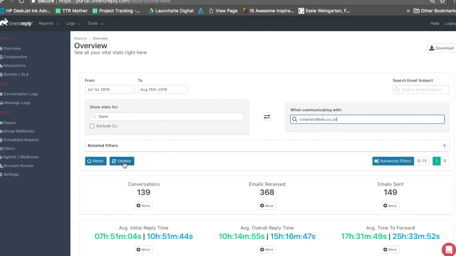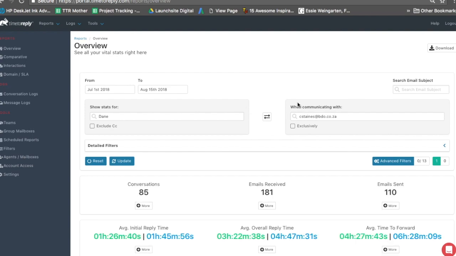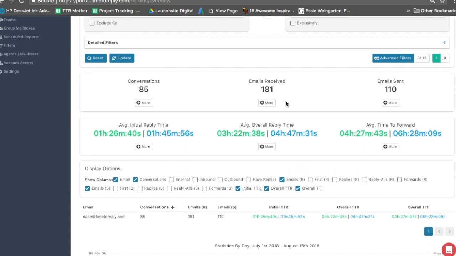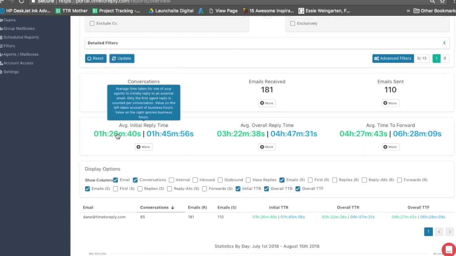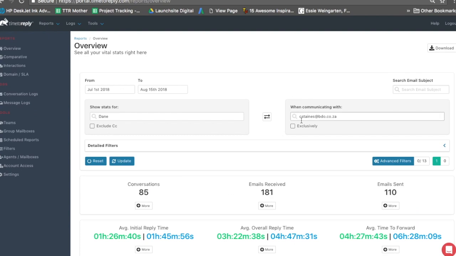So if I update that, it's showing stats for Dane when communicating with Chris. So we've had 85 conversations, I've received 181 emails, and I've sent 110 emails. That's Chris and myself. And those are the email response time statistics.